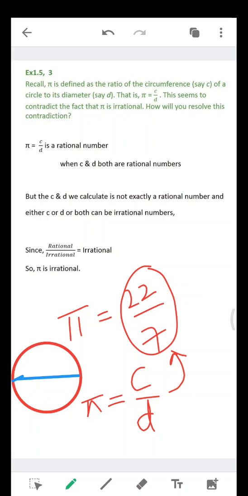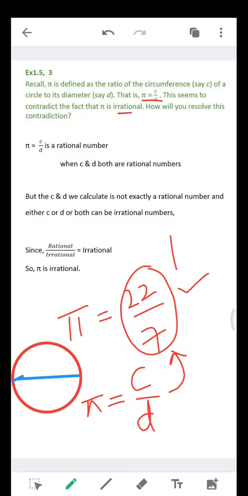So here you can see pi is defined as the ratio of the circumference of a circle to its diameter, that is pi is equal to c by d. So this seems to contradict the fact that pi is irrational. When pi is 22/7, it should be rational, isn't it?